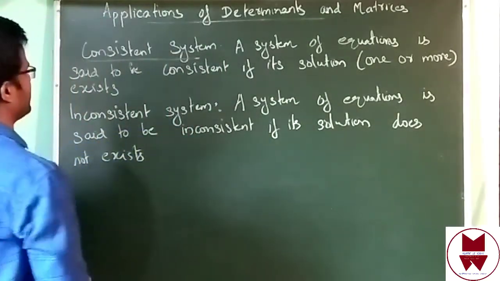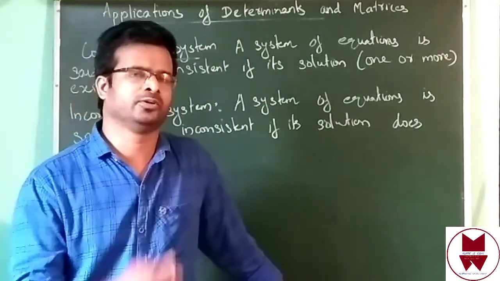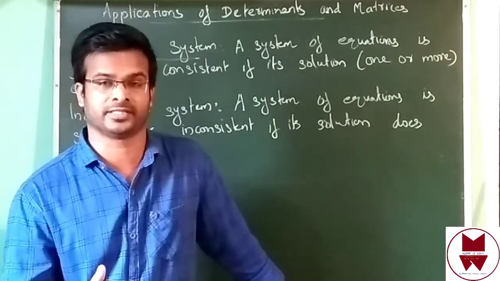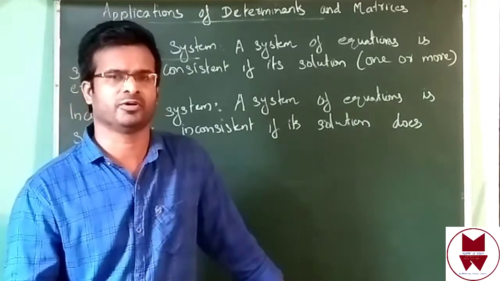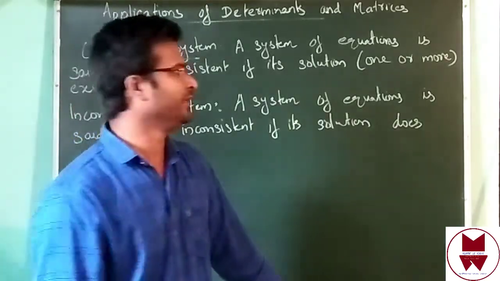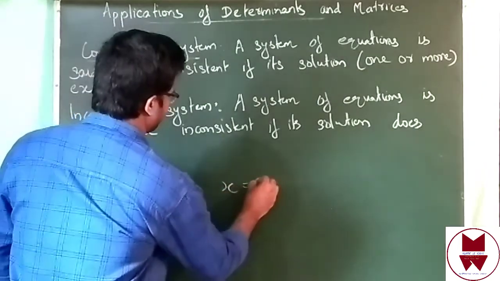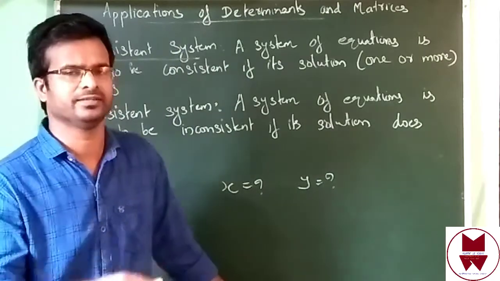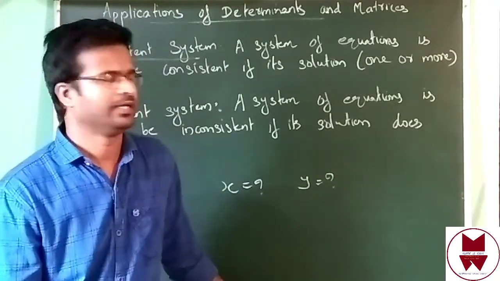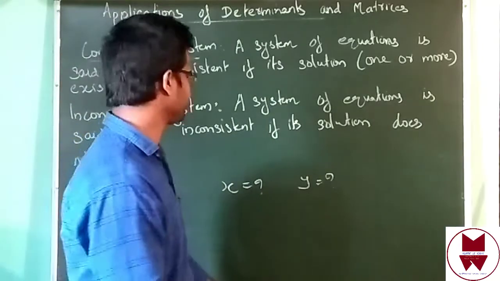What is a consistent system? In class 10 we already studied that two linear equations are consistent if a solution exists for that system of equations. When you solve linear equations, if you get an x value and a y value, which may be unique, or otherwise an infinite number of solutions, that time the system of equations is consistent.